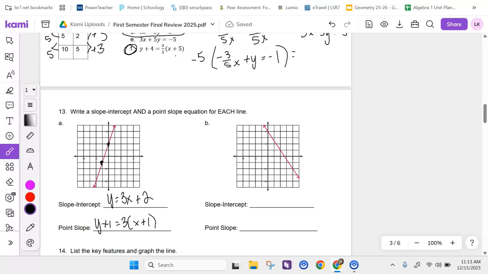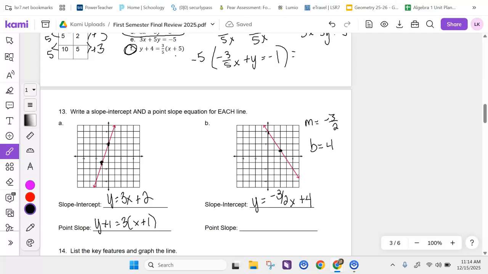All right, same thing here. Let's find my slope. I'm going to go up 1, 2, 3 over 1, 2. So I'm going to have -3/2 as my slope. And then it crosses at the 4. So my slope intercept is y equals -3 over 2 x plus 4.